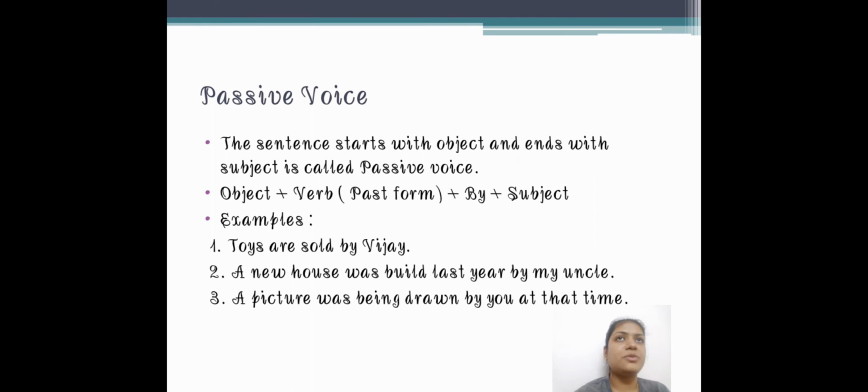In exams, you will be asked to change the sentences. It may be active to passive or passive to active, it depends. But you should know what an active voice sentence is, what a passive voice sentence is, and how to change it. But for that, firstly we have to learn what is an active voice sentence and what is a passive voice sentence. Okay, so let us go with the examples first.